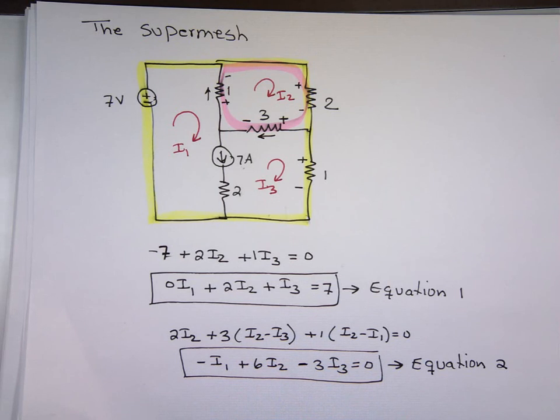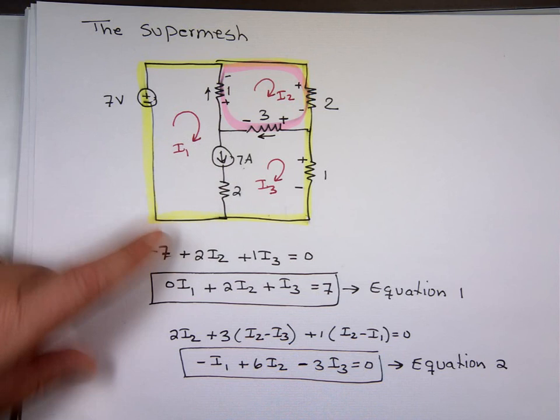So now I got 2 equations. I need one more. I got 3 unknowns, I better have 3 equations. Where is the third one going to come from? There is no other mesh that I can draw there, that I can write KVL to. That's where the supermesh comes in.